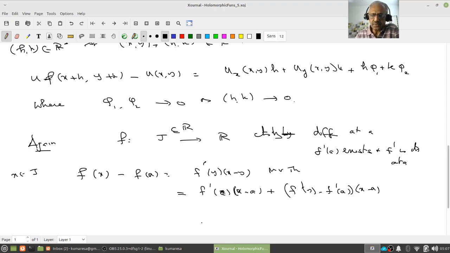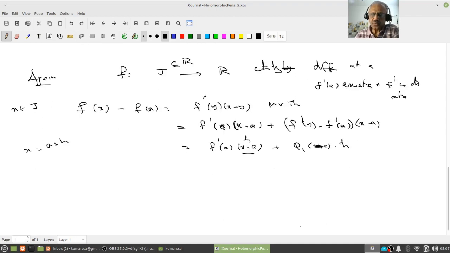Alright, so you have f dash of a into x minus a. This is like your h. Suppose x equals a plus h, this is your h into some phi 1, which depends upon x and a, times h. Phi 1 is some quantity which depends upon x, a, etc. And what do I know?